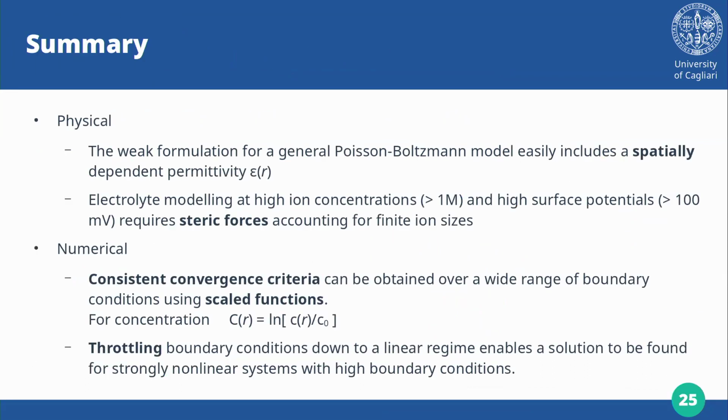So what do we have? On the physical side, we need to add the finite size of the ions to get the proper match with experiment. On the computational side, we need to scale the function. Log scaling seems to work well enough. But throttling is, I guess, the main idea which I'm presenting to you. We can get extreme boundary conditions working if we apply this sort of algorithm. Thank you.